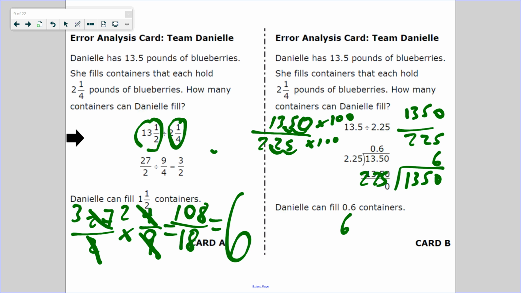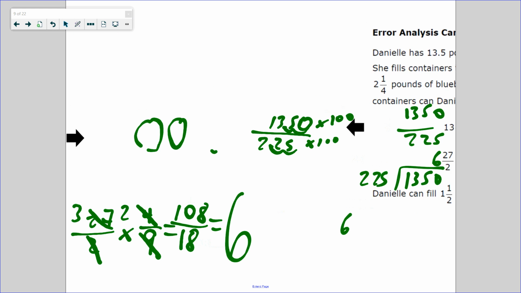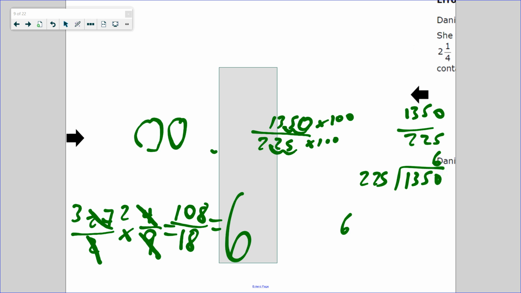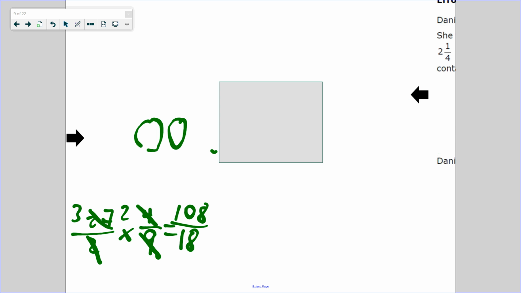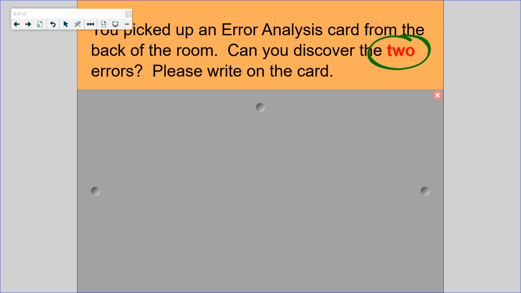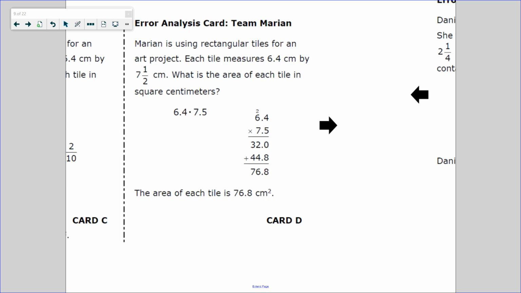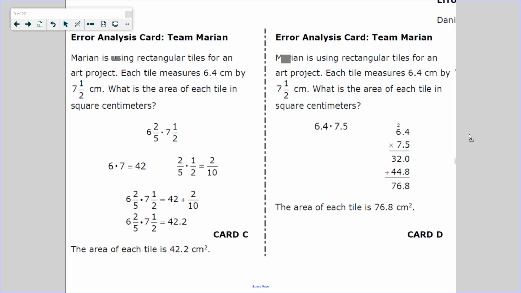There are more questions on here, so let me take this away. Let me erase all of this. And let's move this here. So now we have C and D.